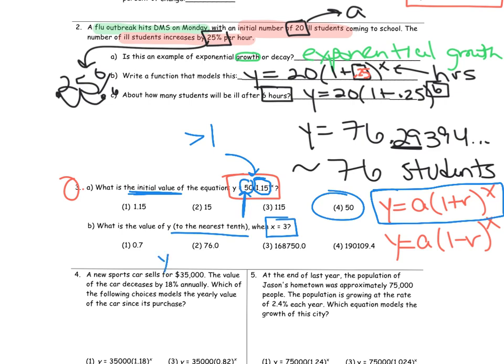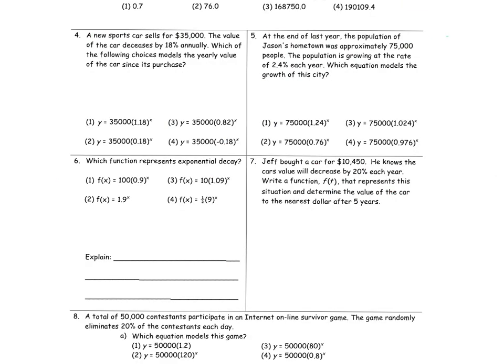Well, guys, you have a calc. Just plug this in. 50 times 1.15 to the third. And when you put that in your calculator, you end up getting what's closest to 76. So that would be 76. Okay? All right, let's keep going. Just getting more practice. All right, so let's take a look at question 4 here.